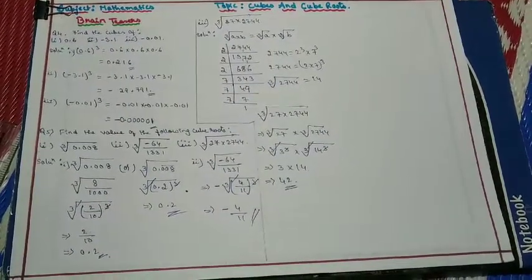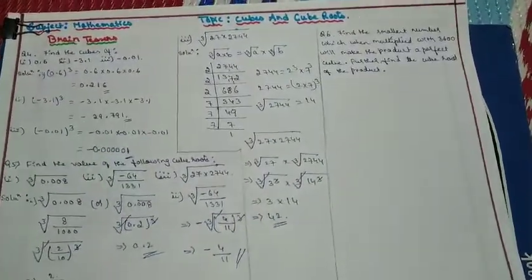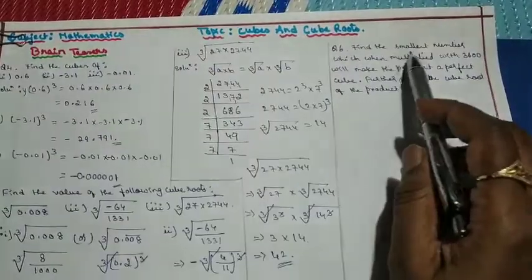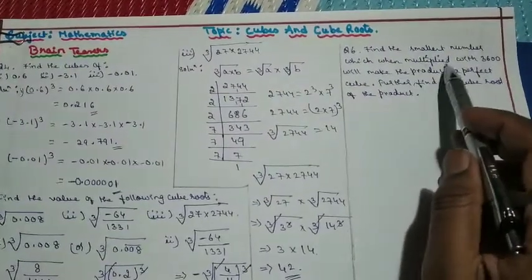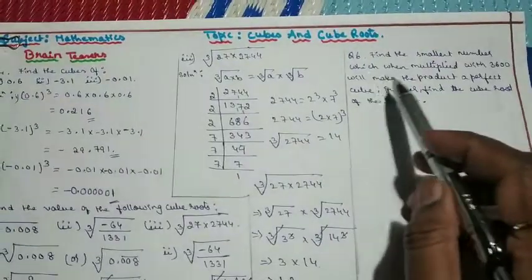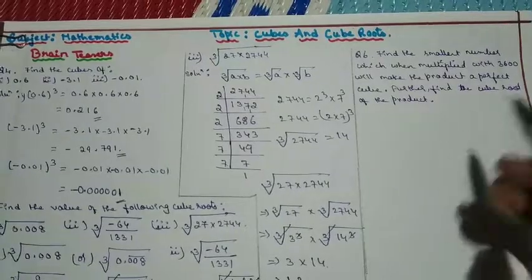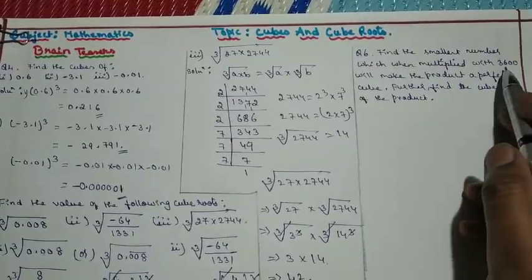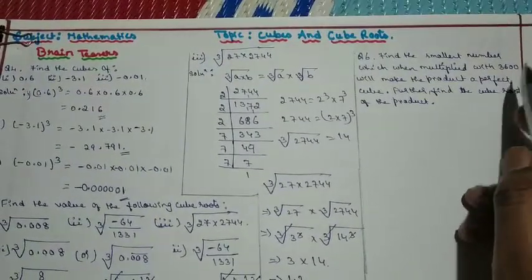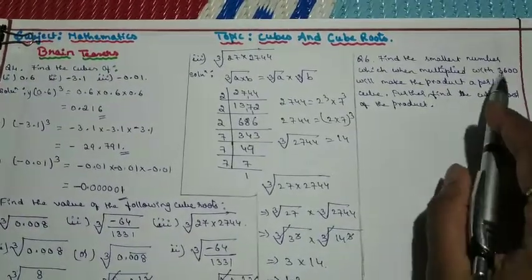Now let me move to question 6. So moving to the 6th question, children. Find the smallest number which when multiplied with 3600 will make the product a perfect cube. Further, find the cube root of that product. But here, 3600 which is given is not a perfect cube. It is a perfect square but not a perfect cube.